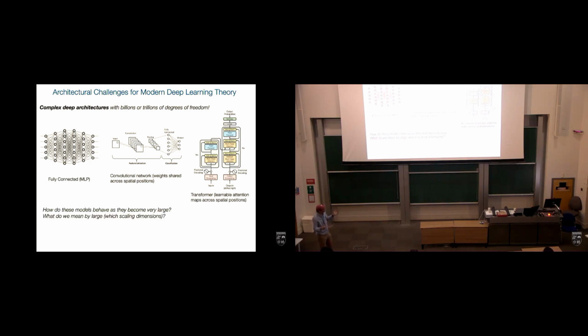So there's a general question. When people say, okay, I'm going to take my model large, what does large mean? There are different ways to make the model large. You can make the model deeper by adding more layers. You can make the model wider by adding more neurons per layer. So what do we mean by large?